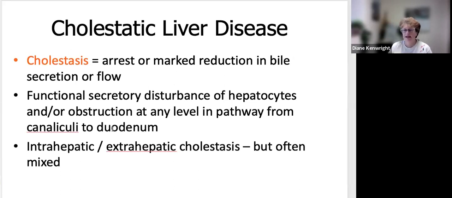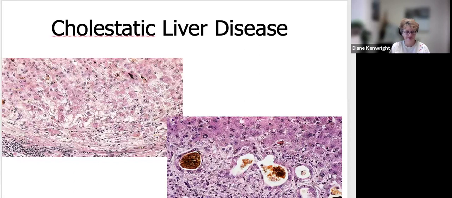It can arise from, as I've said, right up the hepatic end, the hepatic parenchyma, where we can have secretory disturbance from the hepatocytes or obstruction from any level from the canaliculi down to the duodenum. We can try and define intrahepatic and extrahepatic cholestasis, but often it's mixed. This is what cholestatic liver disease looks like. The most common cause is drugs and medicines.